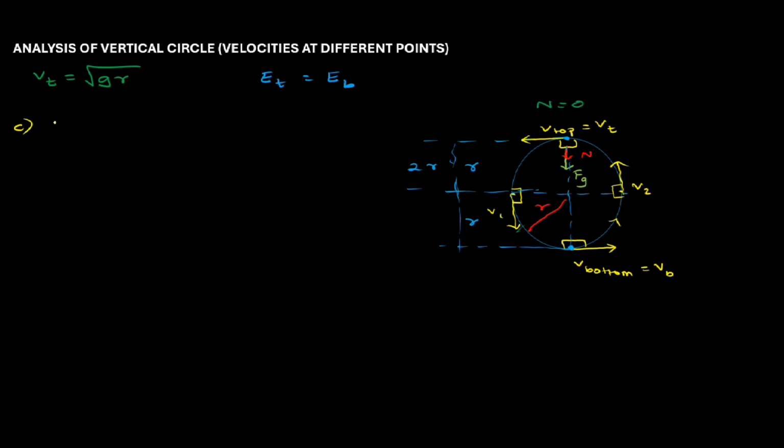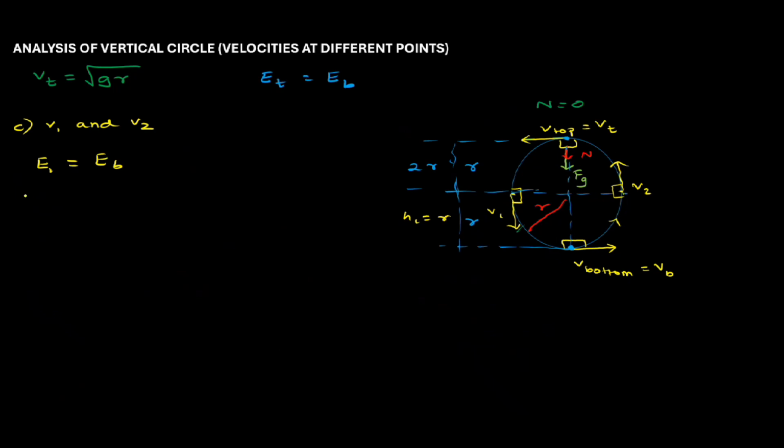Next, we use the same analysis to find velocity v1 and v2. Now v1 is at a height of r from the bottom. So the height of v1 I will write as h1, which is r. I need to find the speed of the object at this point over here. So we do the same thing. I select any 2 points in motion and equate total energy at those 2 points. So for now, I'm going to select point 1 for v1 and the bottom of the circle. So we will write total energy at 1 is equal to total energy at the bottom.